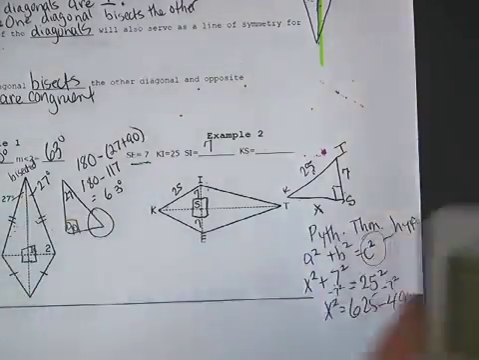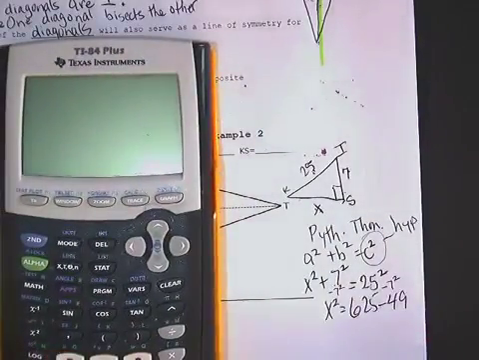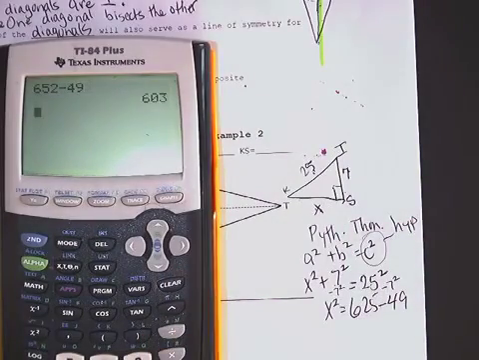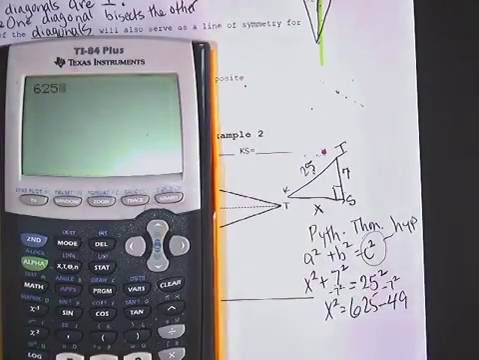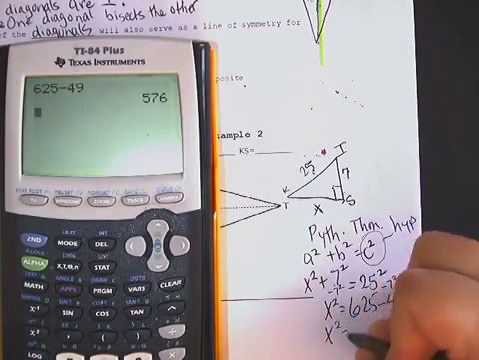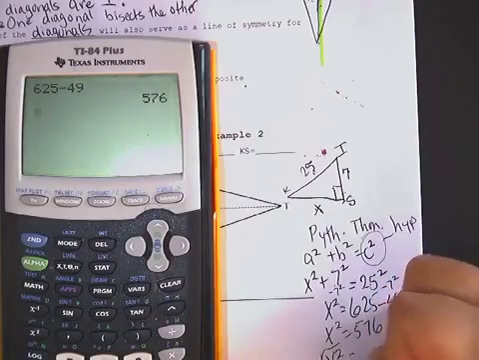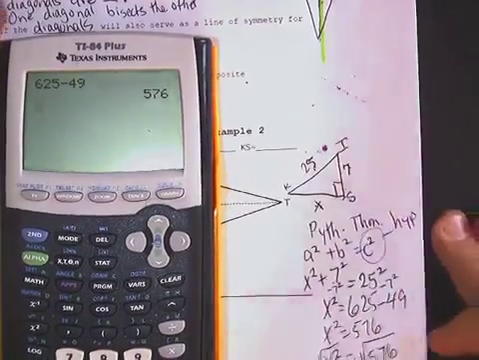Okay. 25 squared is 625. I'm going to move this 7 squared to the other side by subtracting it. So that's 625 minus 49. I'll put the calculator here so you can see what I'm doing. Oops, I typed that in the wrong order. Never mind, that's not right. Let's do that again. 625, typed in the right order this time, minus 49 gives us 576.